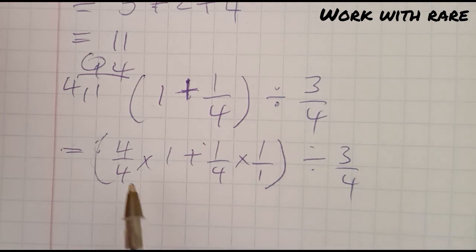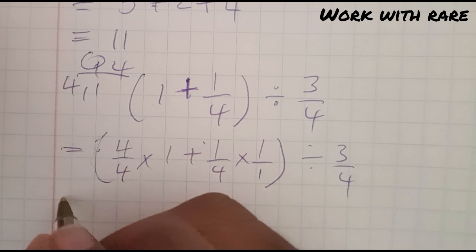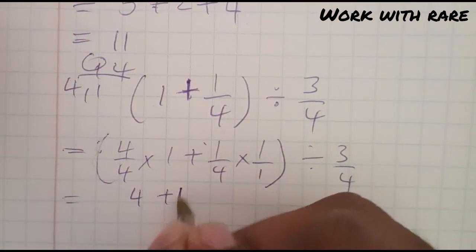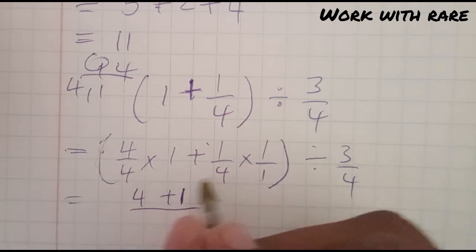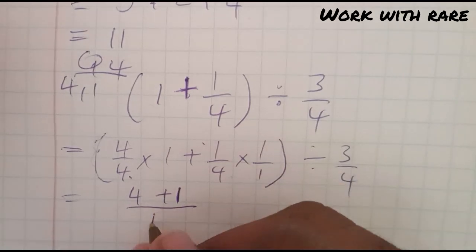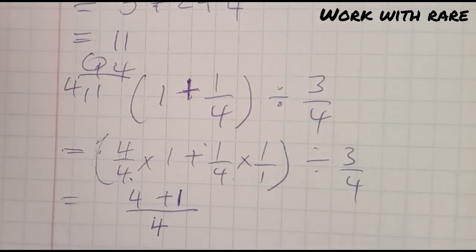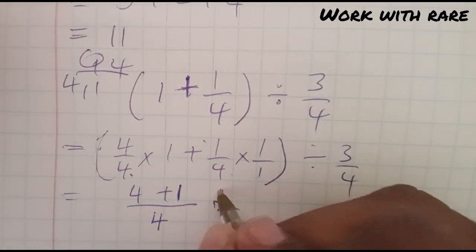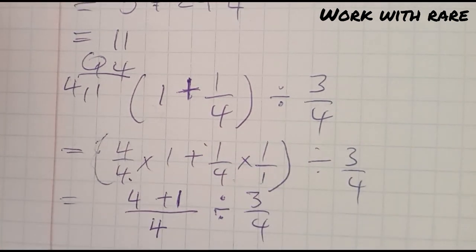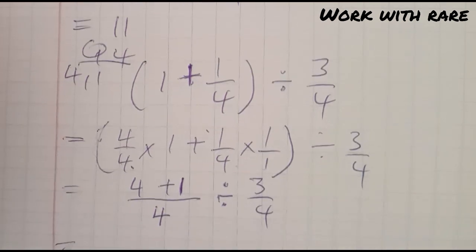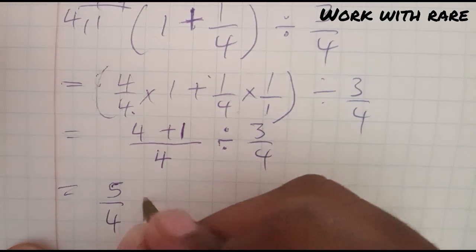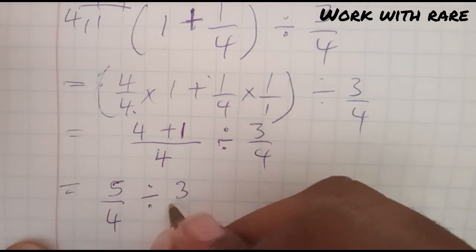Okay, so 4 multiplied by 1, it's 4. 1 multiplied by 1 is 1, all over 4. Remember, the denominators here will be 4 and here will be 4. So our denominator is 4. Remember, here the sign is still the same. Okay, so here 4 plus 1, it's 5. So I have 5 over 4 divided by 3 over 4.